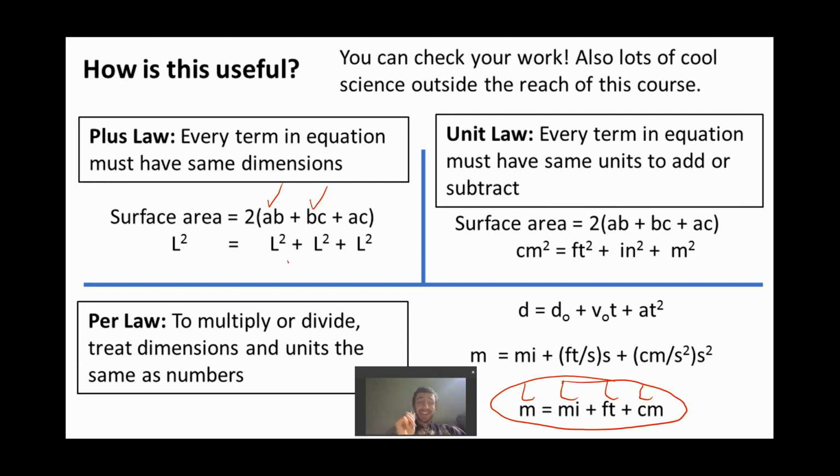And one last detail: if we go back to our plus law, I said every term in an equation must have the same dimensions. But even if they all have the same dimensions, that doesn't mean we've passed our unit law. You might still have to convert things. Dimensions are much more general. Units are how we get down to the brass tacks and decide what amount of that dimension I actually have. So make sure you don't get confused.